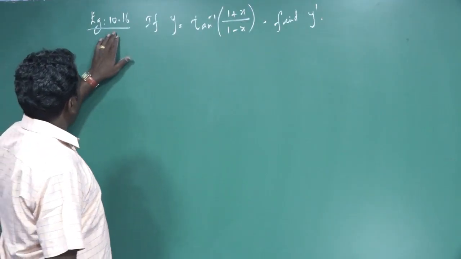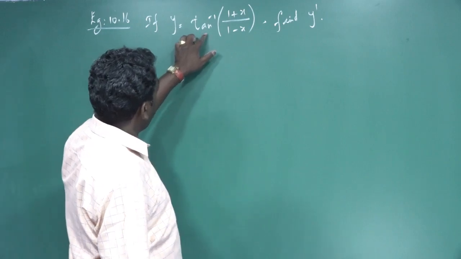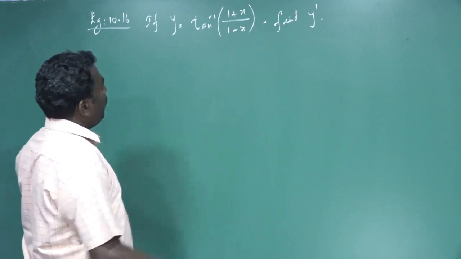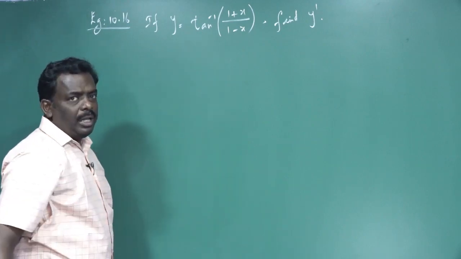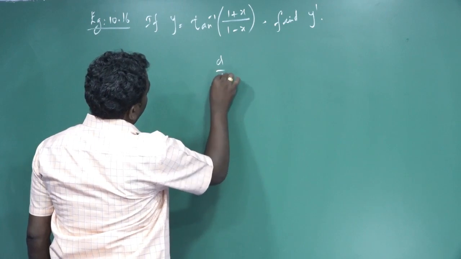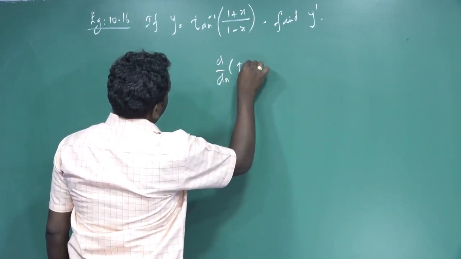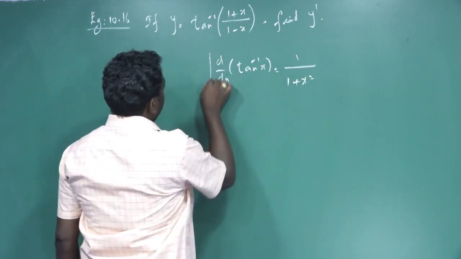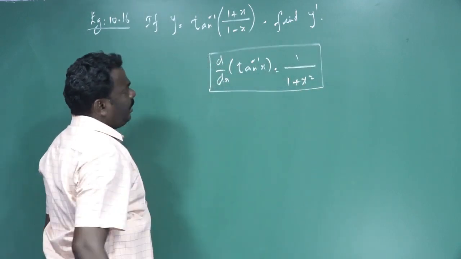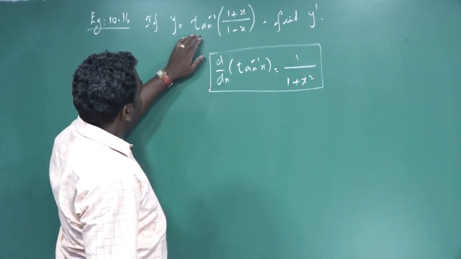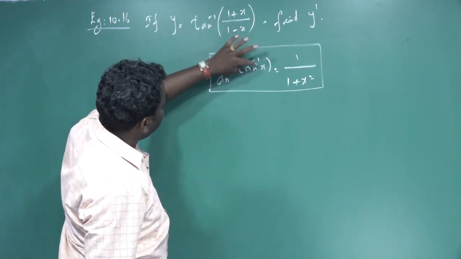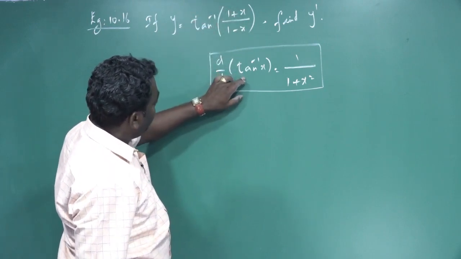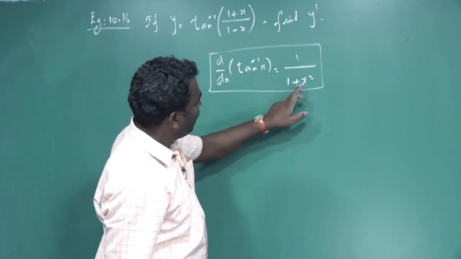Next example, 10.16. If y equals tan inverse of (1 plus x) by (1 minus x), find y dash. It is an inverse function, you know the derivative of the inverse function. d by dx of tan inverse of x is equal to 1 by 1 plus x square. But here the given function is tan inverse of, instead of x, we have the expression (1 plus x) by (1 minus x), and if you have the term tan inverse x, the derivative is equal to 1 by 1 plus x square.